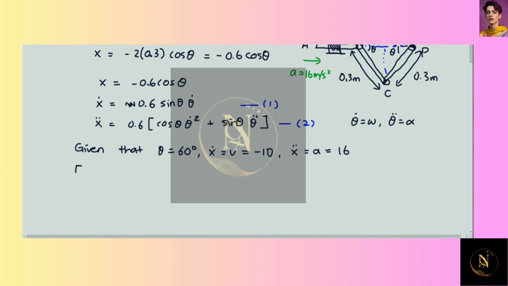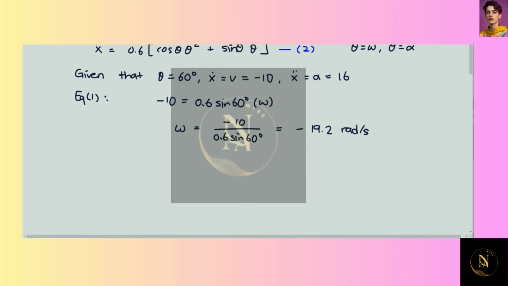So from equation 1, we have minus 10 is equal to 0.6 sine 60 degrees times omega. So omega is equal to minus 10 divided by 0.6 sine 60 degrees. If you calculate, you get minus 19.2 radians per second. The next thing will be our angular acceleration.